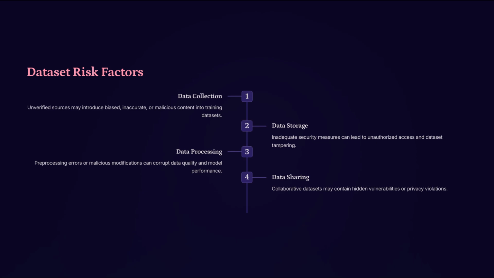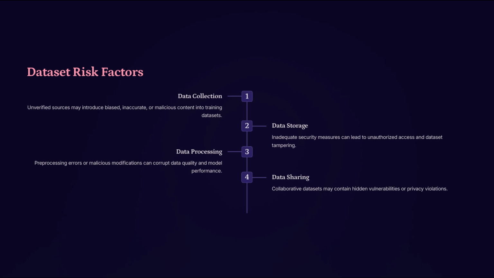Next, data storage is critical. Without adequate security measures, we risk unauthorized access and potential tampering, which can severely compromise the dataset's reliability. When it comes to data processing, errors or intentional modifications can corrupt data quality and negatively impact model performance. Lastly, sharing datasets can introduce hidden vulnerabilities or privacy violations that must be carefully managed. With these risks in mind, it's essential to adopt a comprehensive approach to manage AI supply chain security effectively.